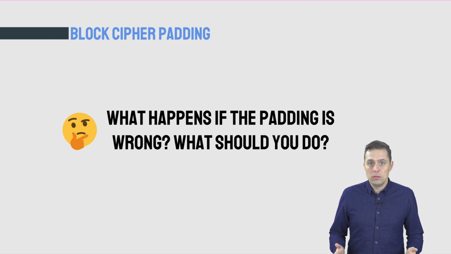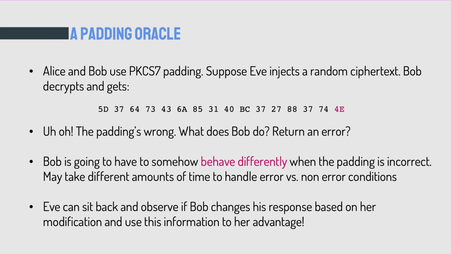What should you do? Okay, imagine that Alice and Bob are communicating. Alice sends a valid ciphertext to Bob, but along the way, Eve swaps out the valid ciphertext for just some random garbage ciphertext. Bob decrypts this ciphertext and gets a random looking plaintext. The last byte is not valid. What should he do? He's going to have to behave differently somehow. The difference might be overt, like Bob returns an error message to Alice, or it might not be so overt. Simply, Bob takes different amounts of time to handle valid versus invalid messages.